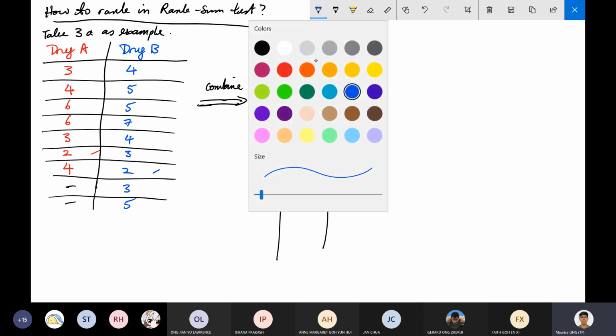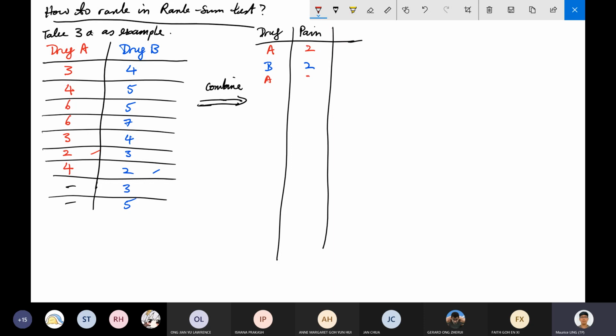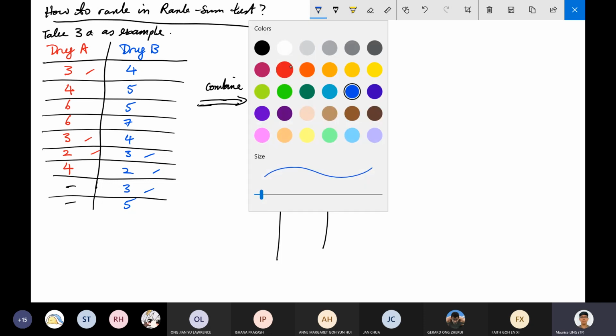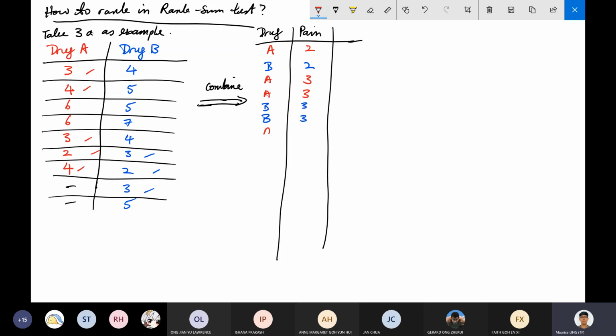How about 3? Drug A, I have a 3. So this is settled. Drug A, I have another 3. So this is settled as well. Drug B, I have two 3s as well, 3 and 3. Then after that, 4. I go for drug A again. Drug A, I have 4 and 4. Drug B also has 4 and 4. So that settles.